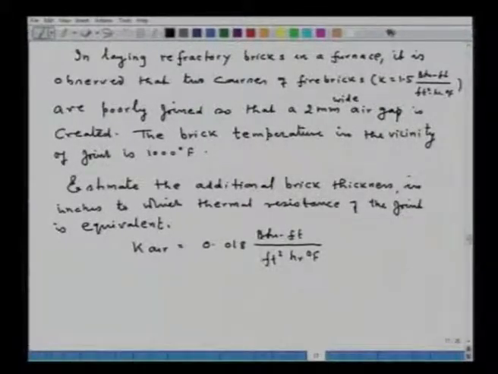Now, you can calculate this particular problem in 2 ways. Either you take the thermal resistance of the air gap and the thermal resistance of the brick and calculate the thickness, or you can calculate the heat flow through the air gap and the heat flow through the refractory. So, either way is okay. So, let us take it now.